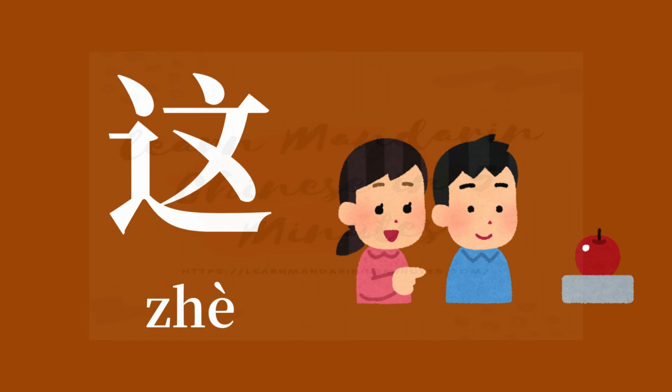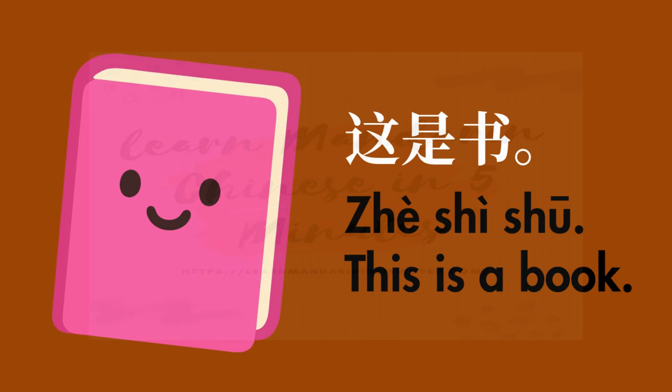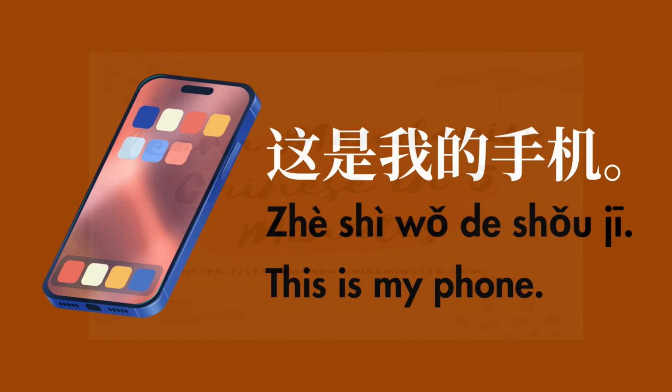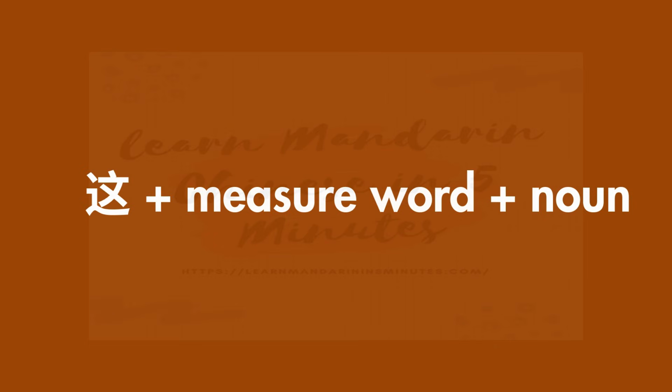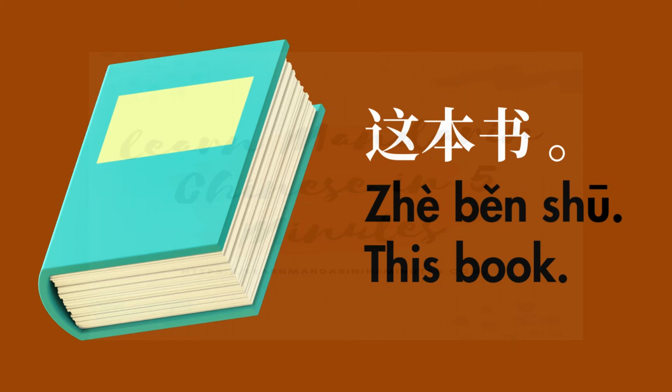The basic meaning of 这 is to point to something close to the speaker. The core pattern is 这 plus 是 plus noun. For example, 这是书, this is a book. 这是我的手机, this is my phone. Or you can even add a measure word after 这. For example, 这 plus measure word plus noun. 这个人, this person. 这本书, this book.